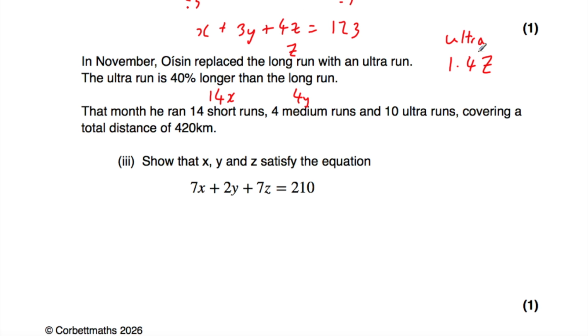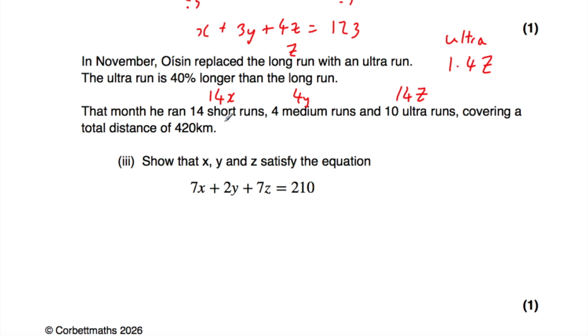Now, if each ultra run is 1.4z, then 10 ultra runs, if we multiply this by 10, so 10 times 1.4z will be 14z. So that means that he ran 14x, 14 short runs, 4y, which is 4 medium runs, and 14z, which is 14 times the distance the long run was.